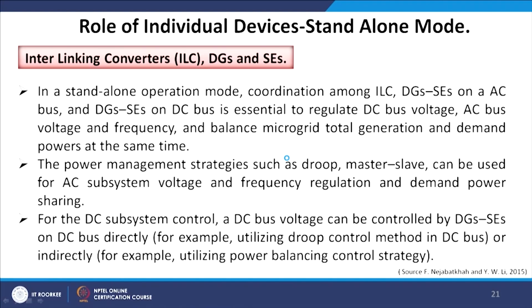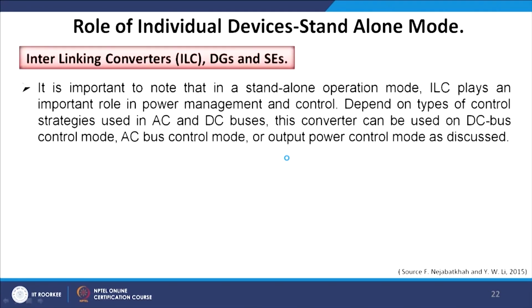For the DC subsystem control, a DC bus voltage can be controlled by distributed generation and storage elements on the DC bus directly, for example, utilizing the droop control method in the DC bus, or indirectly utilizing a power balance control strategy. It is important to note that in a standalone mode of operation, interlinking converters play an important role in power management as well as control, depending on the type of control strategy used in AC and DC buses.